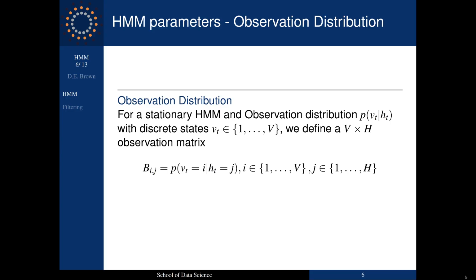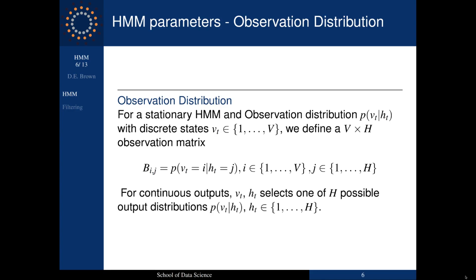And we'll represent that matrix with notation B, where B_ij is the ijth element of the matrix, and that represents the probability that the visible state at time t is in state i, and the hidden unit at time t is in state j. And i, of course, can take on one of the visible unit state values from 1 to V, and j can take on one of the hidden state values from 1 to H.